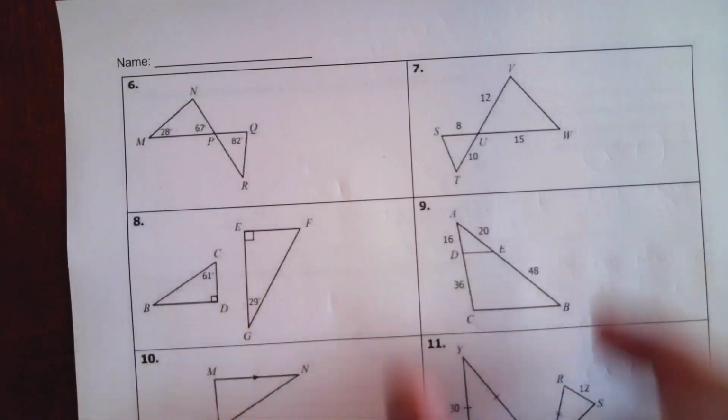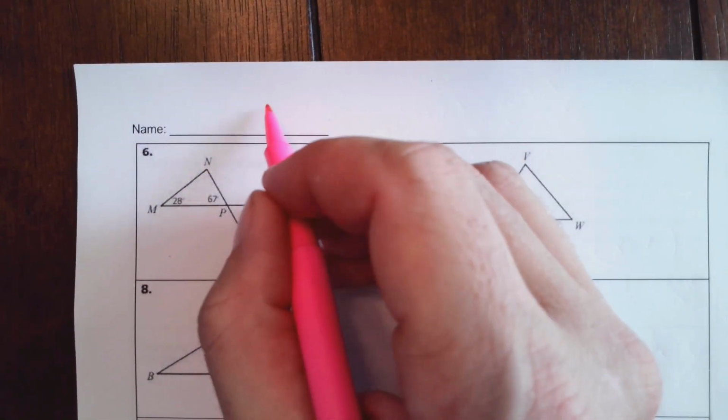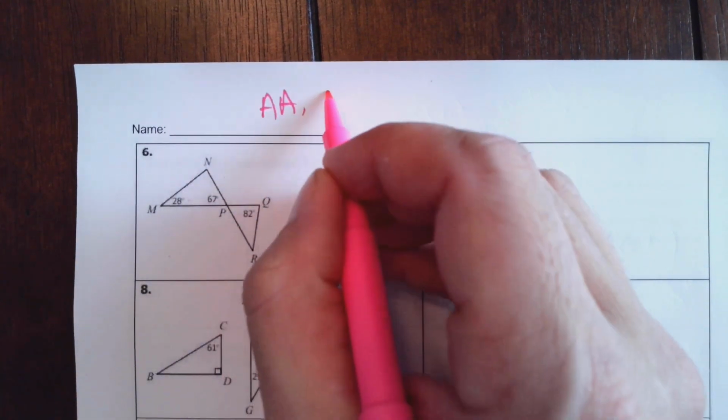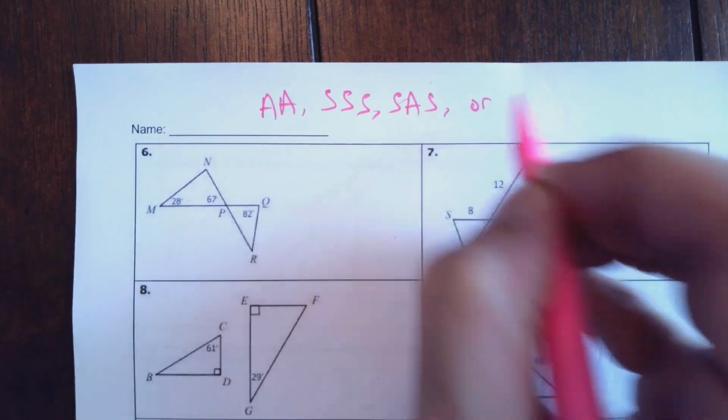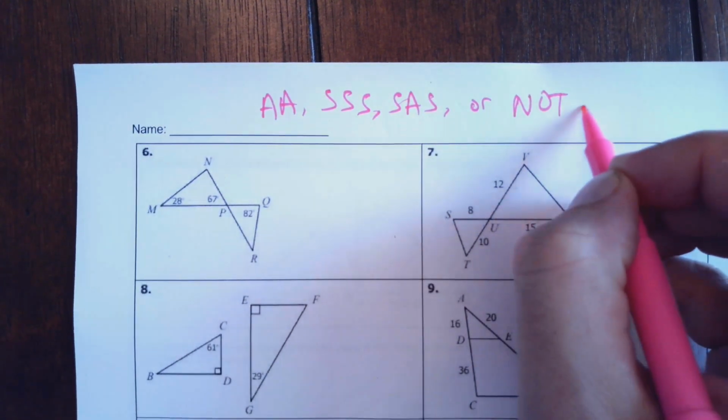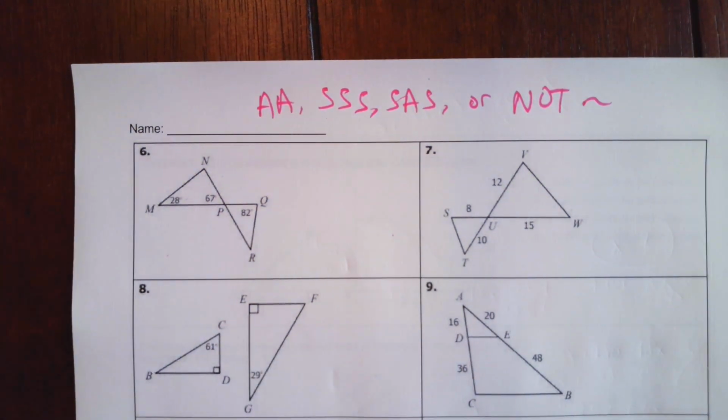All right, so you got some problems here to do. So remember your choices are AA, SSS, SAS, or not similar. Okay. All right, so let's come down.